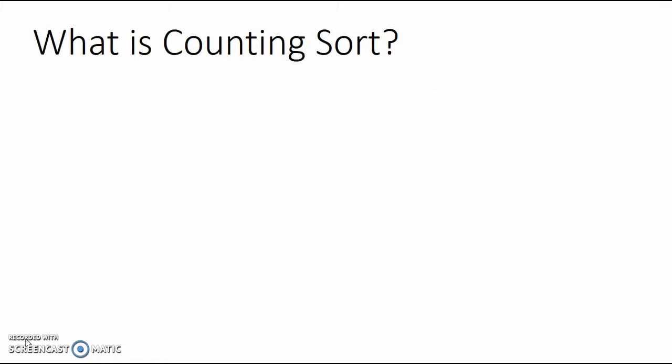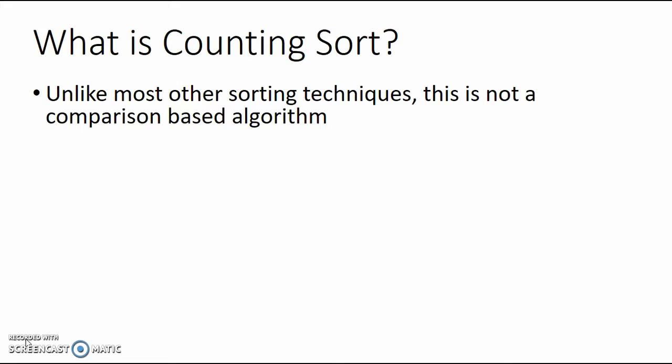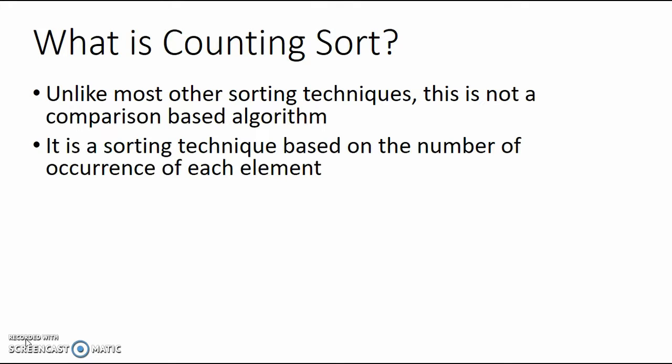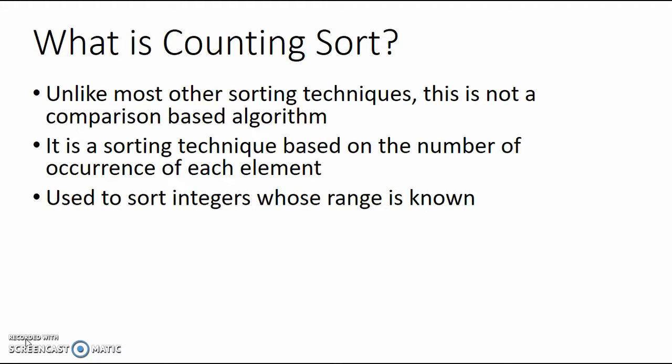What is CountingSort? Unlike merge sort and bubble sort, CountingSort does not compare the elements to arrive at the final sorted array. Instead, it counts the number of occurrences of each element and does an arithmetic calculation which serves as a base for sorting. CountingSort is used to sort integers whose range is known. The range is set from 0 to k, where k is the element with maximum value.